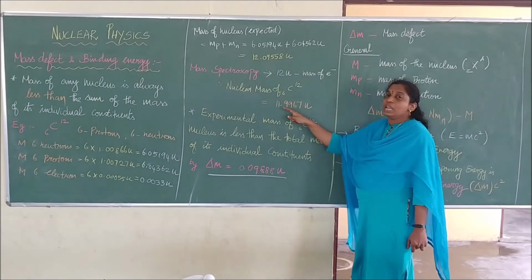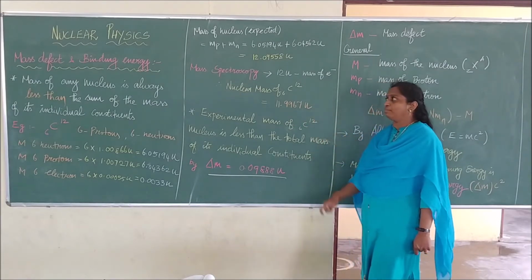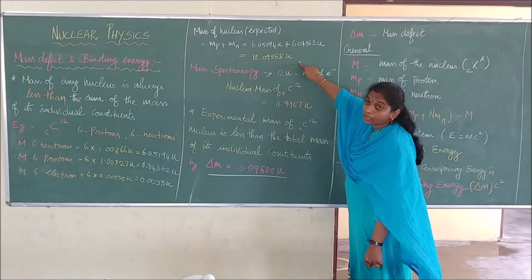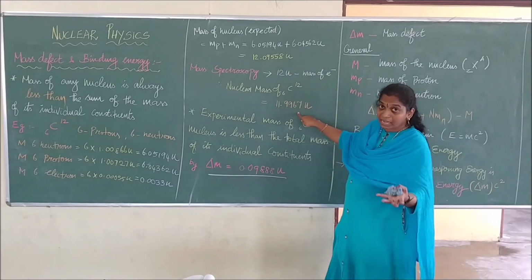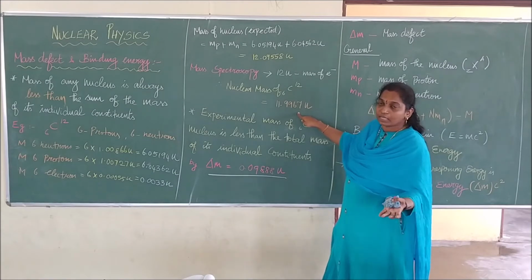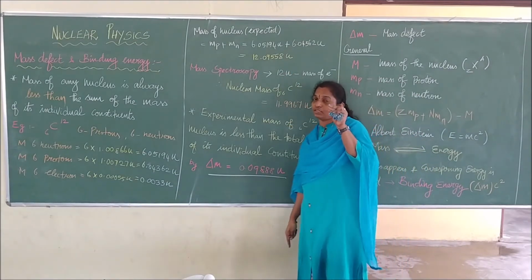By calculating this, we find the nuclear mass of a carbon atom to be 11.9967 times the atomic mass unit. Our expected value is 12.09, and the real value obtained instrumentally is 11.9. That is a small difference in mass.